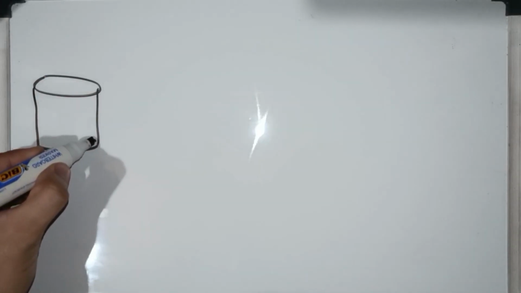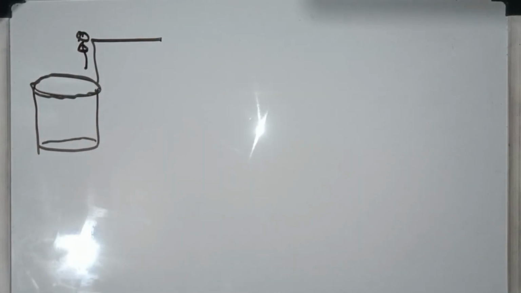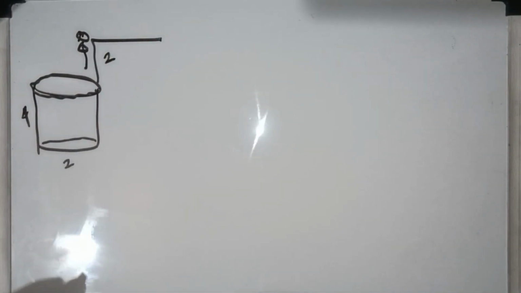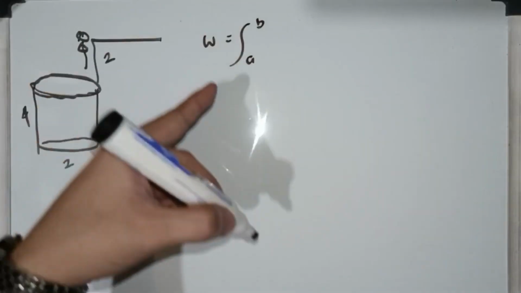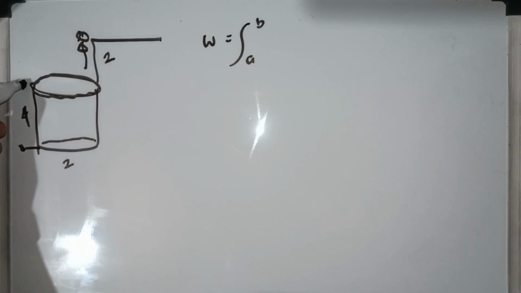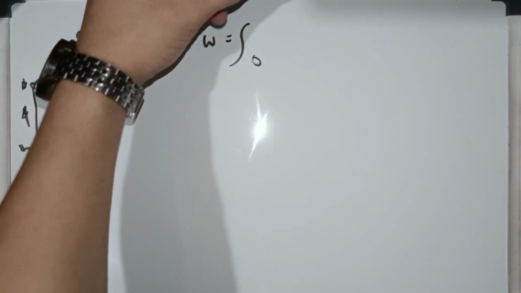So we have the cylinder, and we have here the water and the pump here, and the radius or the diameter is 2 and the height of the bottle is 4, and we have the 2 here. So let's solve for the work on how much work we need in order for us to fully pump out all the water. So we have here work is equal to the integral from a to b, which is here, and to b, and we have 0 to 4.